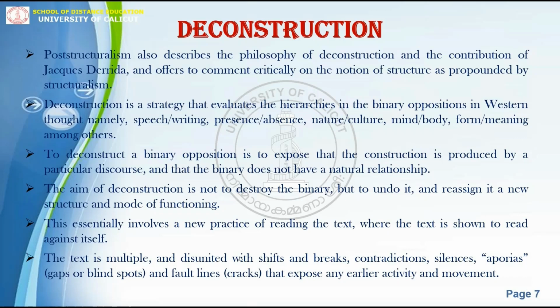Now, the text is multiple and disunited, with shifts and breaks, contradictions, silences, aporias. Aporias means gaps or blind spots, and fault lines means cracks that expose any earlier activity and movement. So what you find is the text has multiple meanings or multiple layers, and it is disunited with shifts and breaks. Contradictions can be seen there. Silences can be seen. Then aporias.